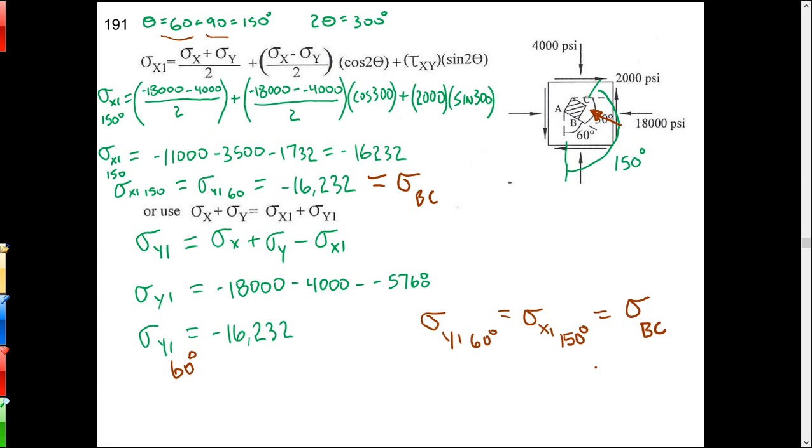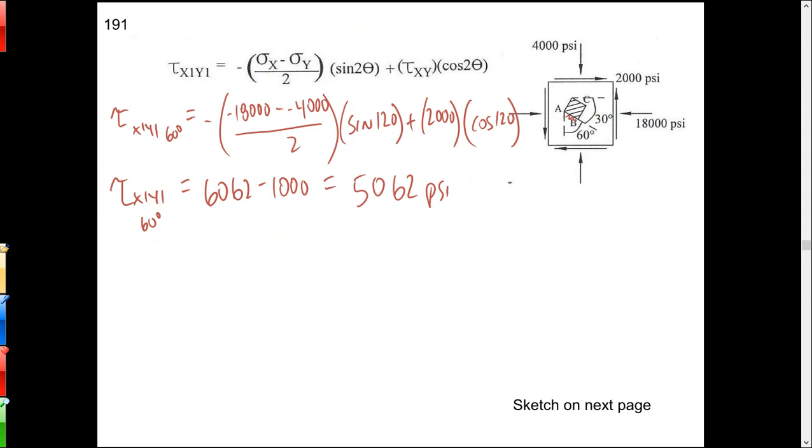And then you want the shear also. You only have to run the shear once because the shears have the same magnitude on every side. So if you're doing tau x1y1 for 60, you just use the shear formula there. Plug in twice 60, which is 120. That's the shear that acts on the 60-degree plane. Keep that in mind because we got a positive answer.